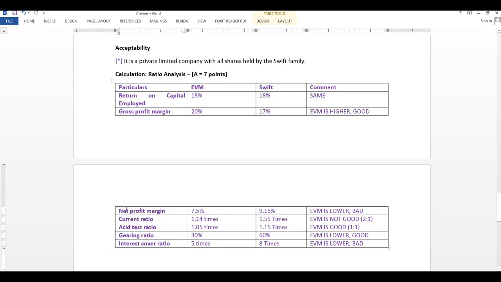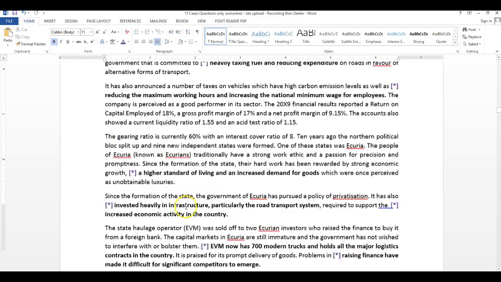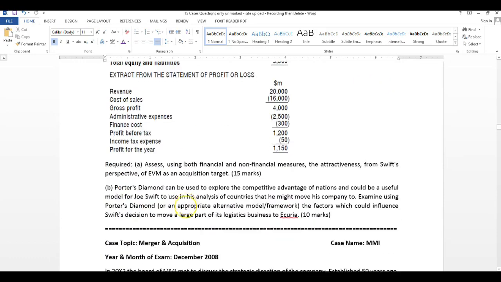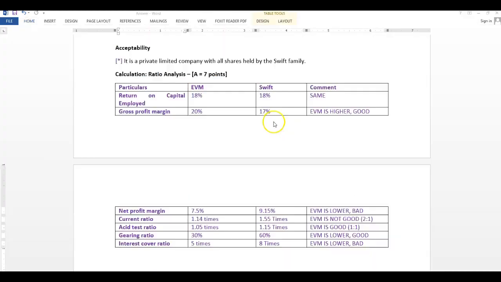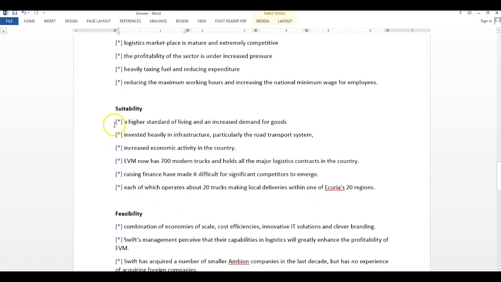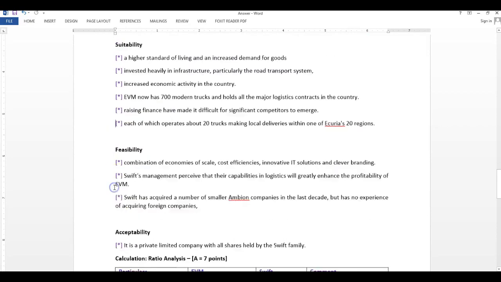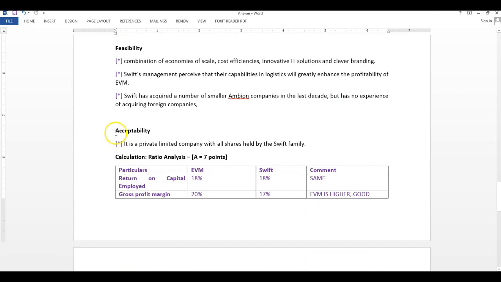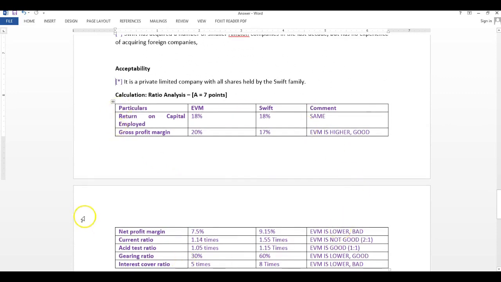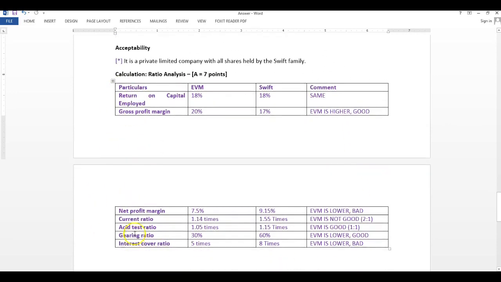So how many marks are allocated for this question? The total marks allocated for this question is 15. We should have effectively generated 15 points. In terms of suitability, we have generated 6 points. In feasibility, we have generated 3 points. 6 plus 3, 9. In acceptability, we have created 1, so that's around 10, and in these ratios we have discussed 7 in total. So 10 plus 7, we have discussed 17 points.